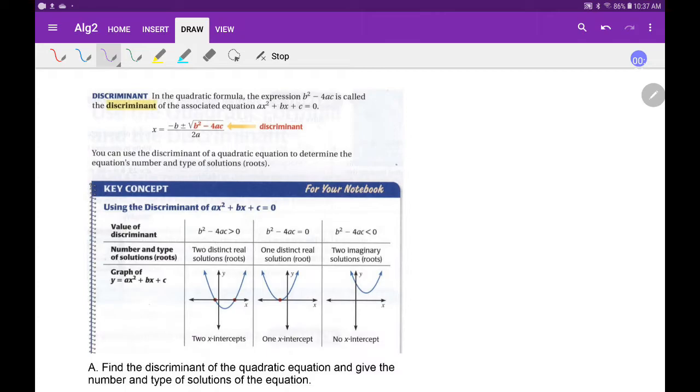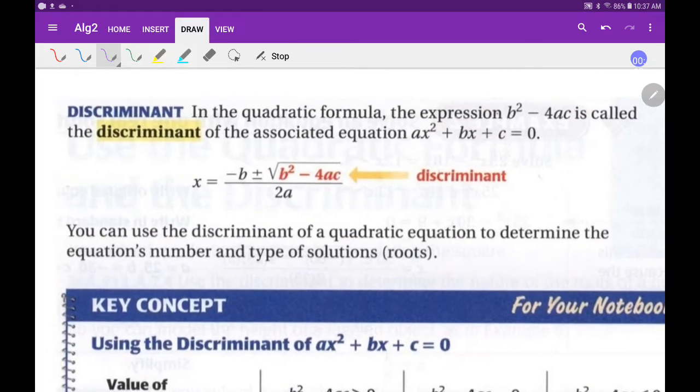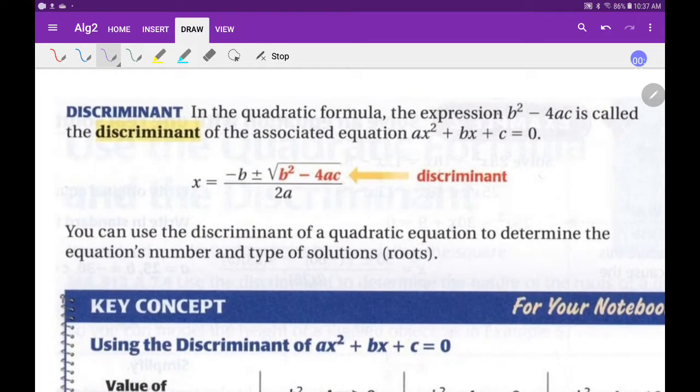Okay, so here's our discriminant. If you look at the quadratic equation here, this part underneath the radical, this part right there, is the discriminant. Of course, you should have the quadratic formula memorized, but the discriminant is the part underneath the radical, and it's b squared minus 4ac, where a is the number out in front of x squared, b is the number out in front of x, and c is the number by itself, the constant.